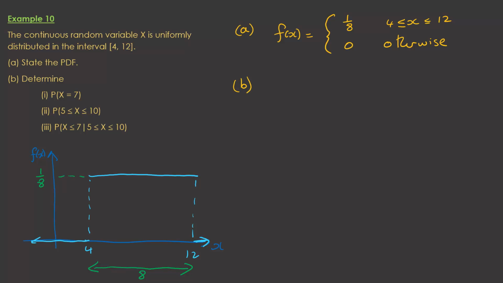Now we've got some probabilities to determine. We can do this by integration, but with a rectangular distribution, all of the areas are rectangles anyway. Now the first one, probability x equals 7, we've mentioned on several occasions that with a continuous distribution, the probability of taking one particular value is always going to be 0.